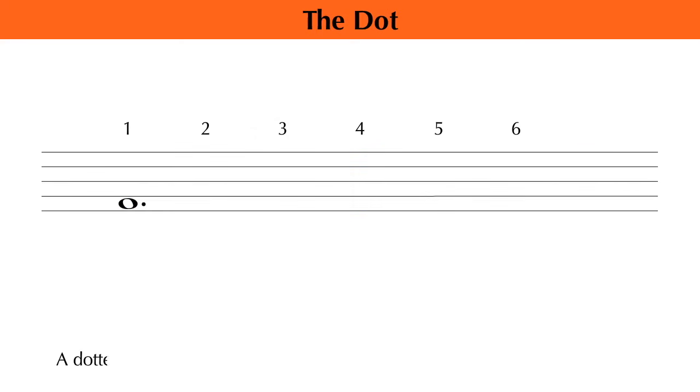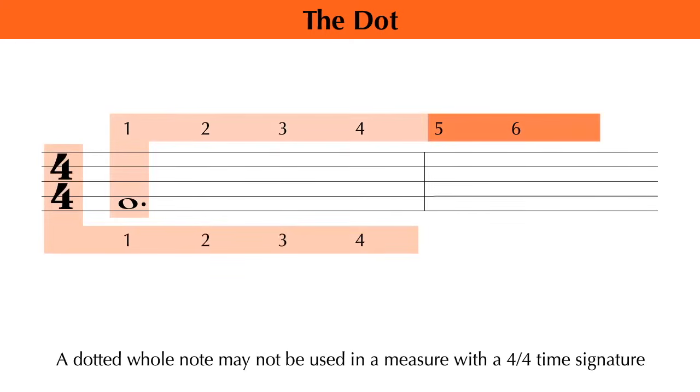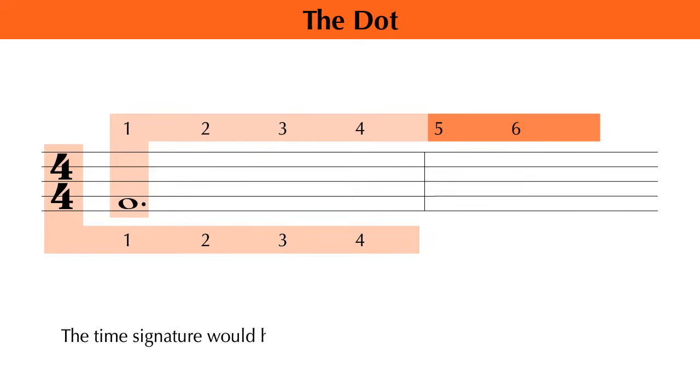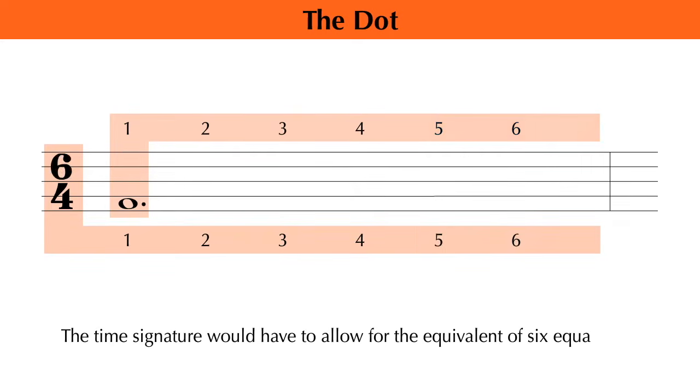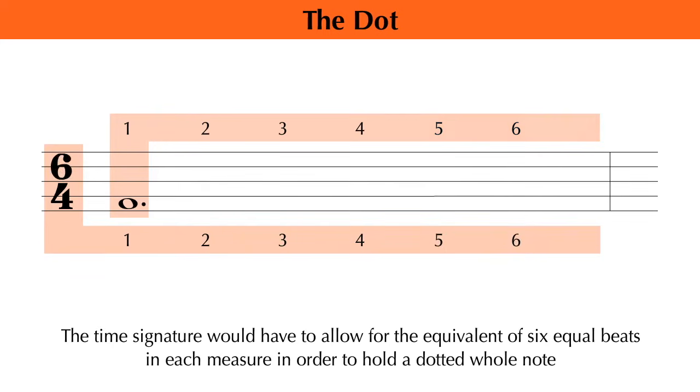For this reason, a dotted whole note may not be used in a measure with a 4/4 time signature. The time signature would have to allow for the equivalent of 6 equal beats in each measure in order to hold a dotted whole note.